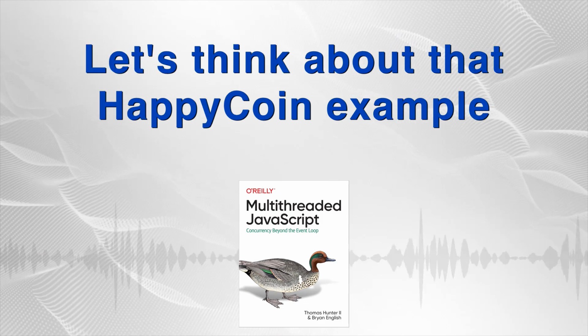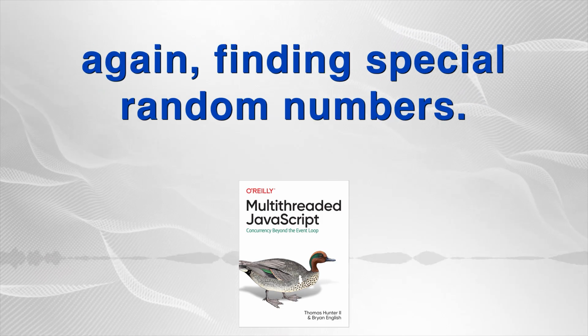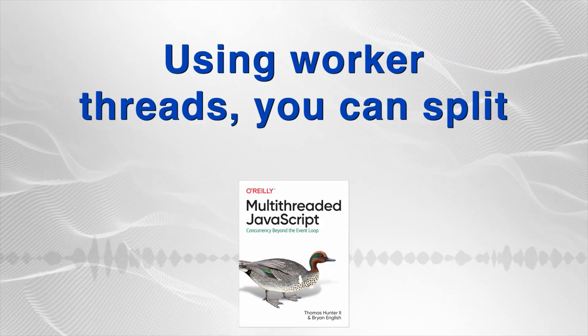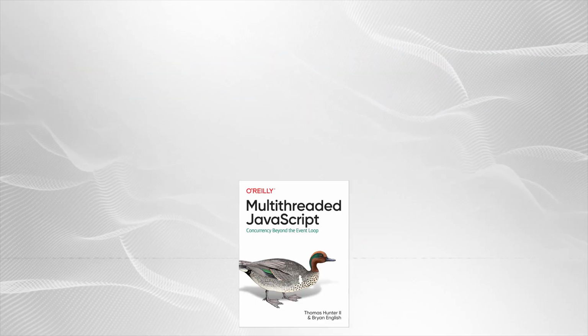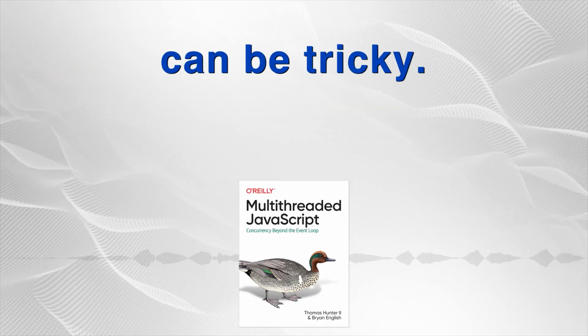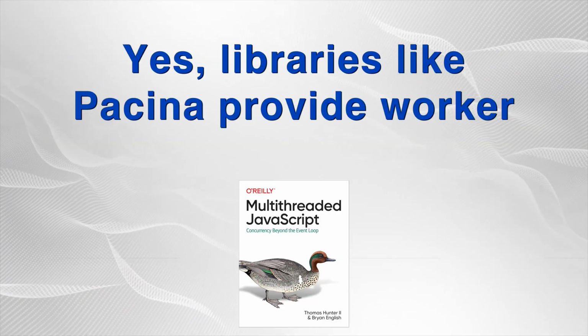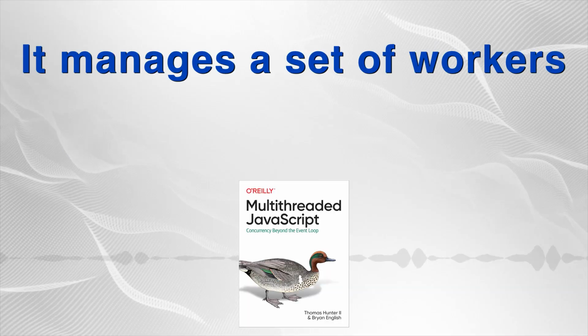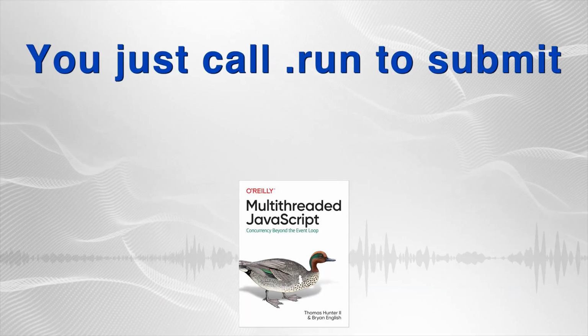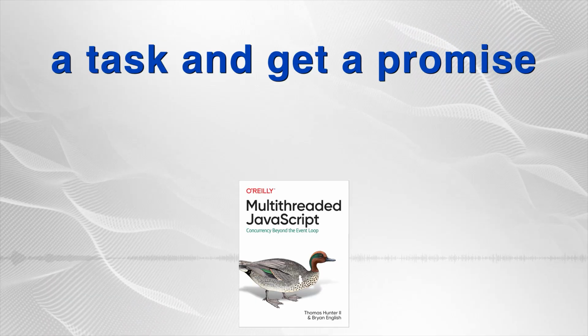Let's think about that happy coin example again, finding special random numbers. Using worker threads, you can split that search across multiple threads and find the coins much faster. But managing lots of workers yourself can be tricky. Are there tools to help? Yes, libraries like Piscina provide worker pools. It manages a set of workers and a queue for tasks. You just call .run to submit a task and get a promise back.